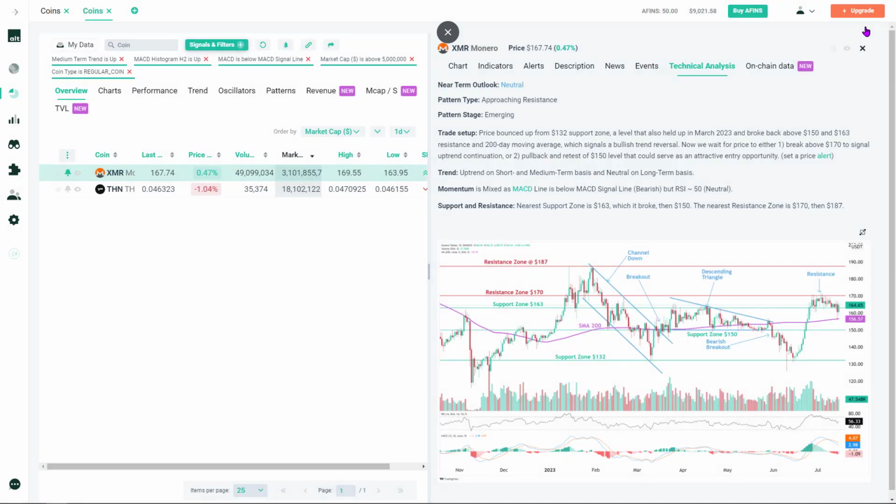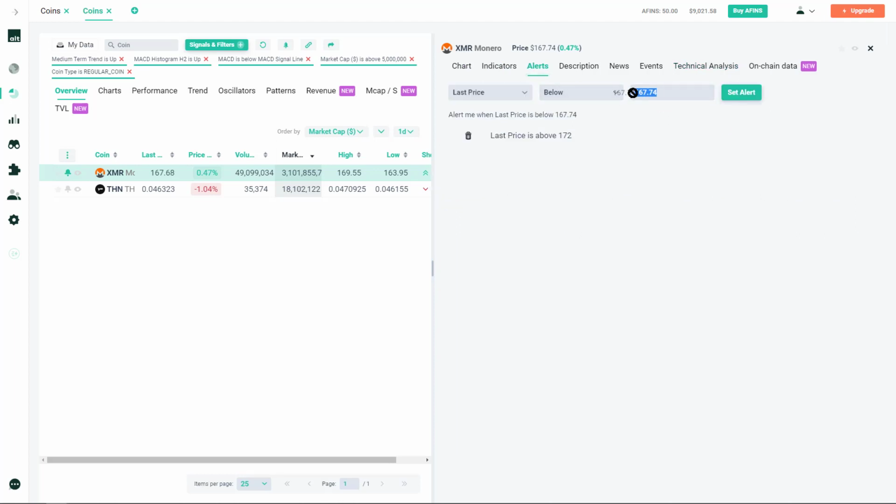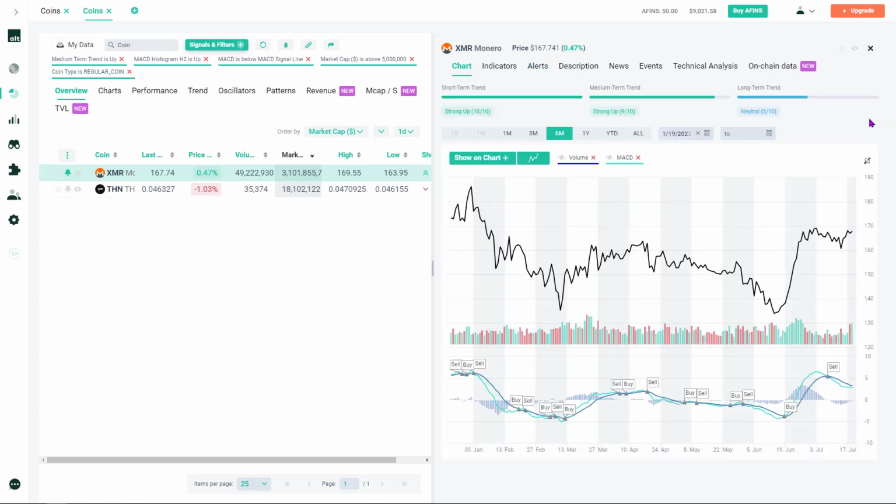That might look like an interesting pullback. So I'm going to say, alert me when the price dips below 155. I'm going to be alerted, and then I'll come back to it and see what the situation is and whether I want to pull the trigger and buy it. So either it's breaking above the 170 resistance area and continues in its uptrend, or it pulls back to 155, in which case it'll be my swing entry on the pullback.